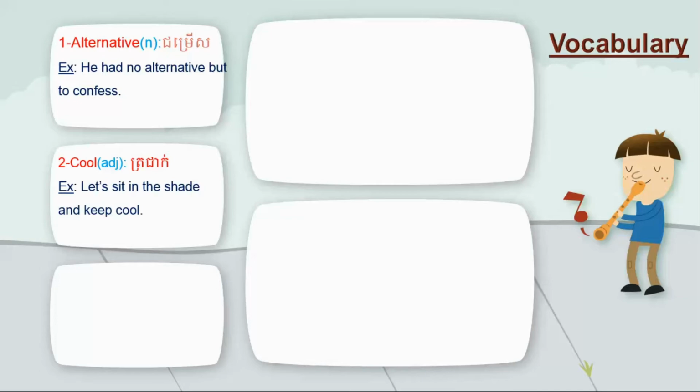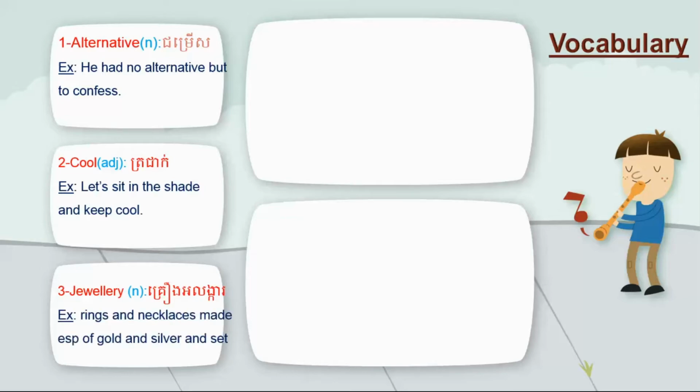And number 3, jewelry, how to speak: noun. It means, for example, ring and necklace made especially of gold and silver and set.